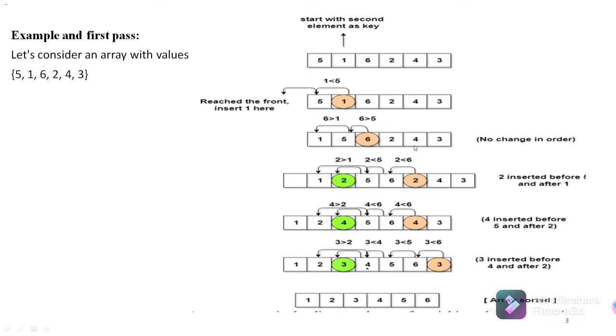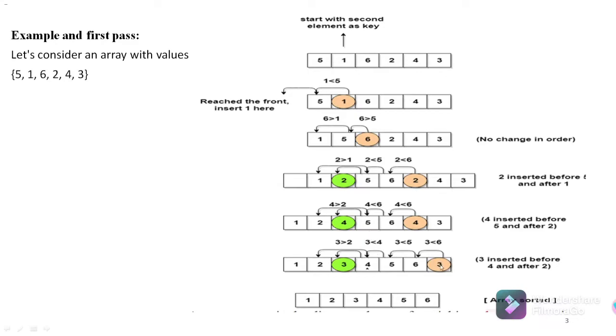And the remaining elements are 4 3. In this pass, 4 is the key element, compared with 6. Its previous element is greater than 4, so 6 should be shifted right, and the key element is compared with the previous element. So 4 is compared with 5. 5 is greater than 4, so 5 should be shifted one step right, and 4 is compared with 2. 4 is greater than 2, so 4 should be inserted after 2 and before 5.